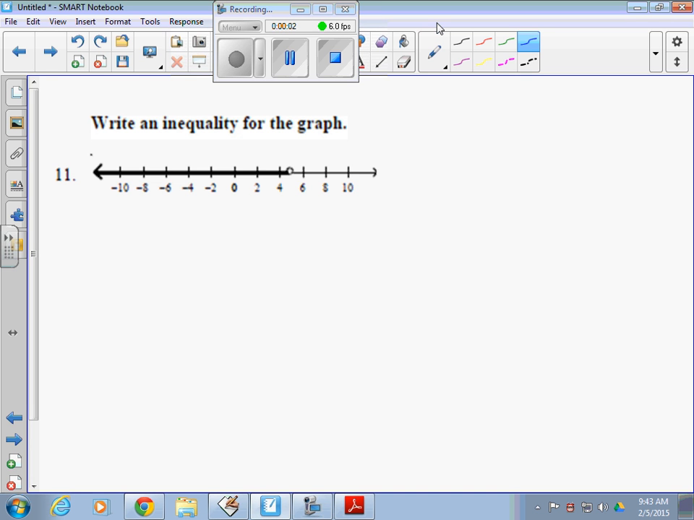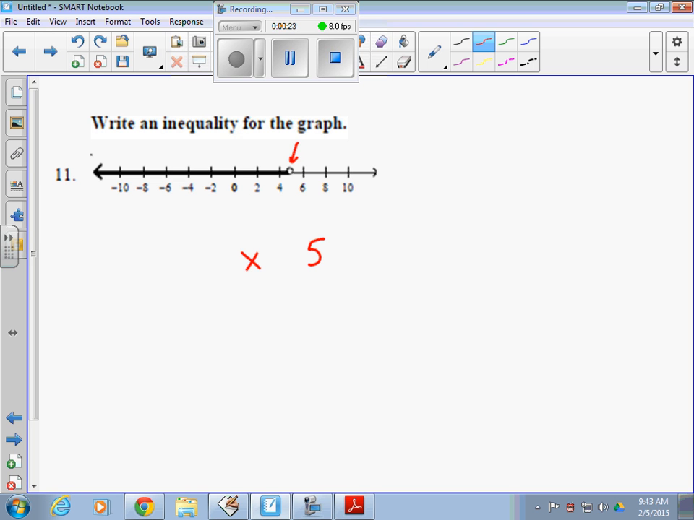This is Algebra 1, Spring Test number 5, part number 2, picking up on number 11. It tells you to write an inequality for the graph. You can see everything's counting by twos, and you can see that the point that's highlighted is right between 4 and 6. So you can estimate that that's going to be the number 5. It's a positive number because it's on the right side of 0.